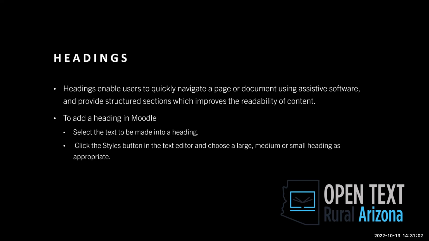So headings enable users, all of our users, to quickly navigate a page or a document when they're using their assistive software, and it gives some structure to the sections that we put on there. It actually improves the readability of the content. Right now, this is one of those places where we say good design benefits everybody, right? And accessible design is good for everybody, because the more clear we are in how we organize our content, the more specific we are in how we want to break it up, how we want to chunk it, how we want to make different sections relate to other things, the better that is for everybody.